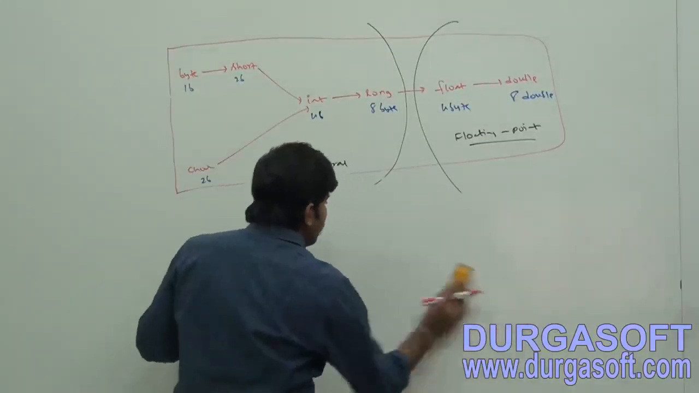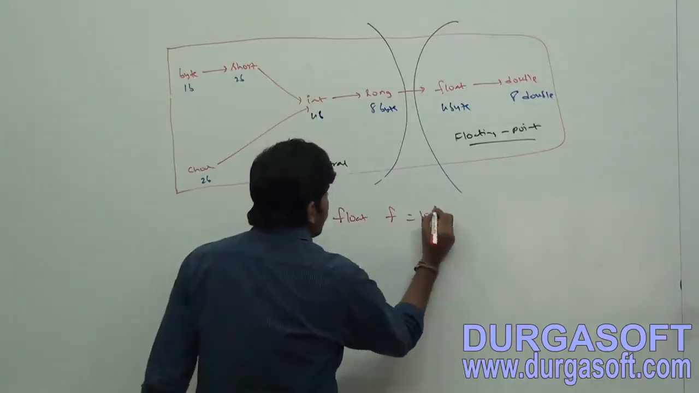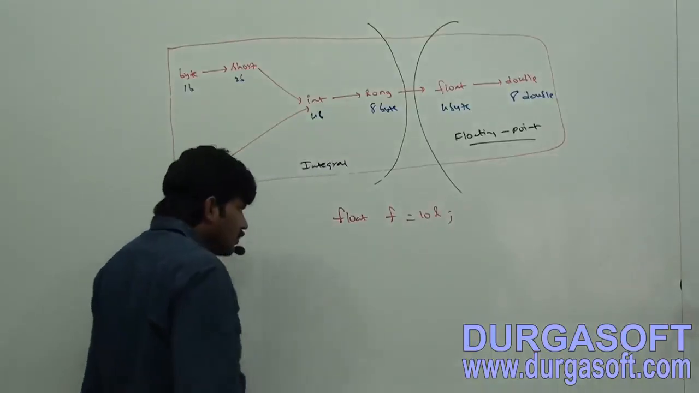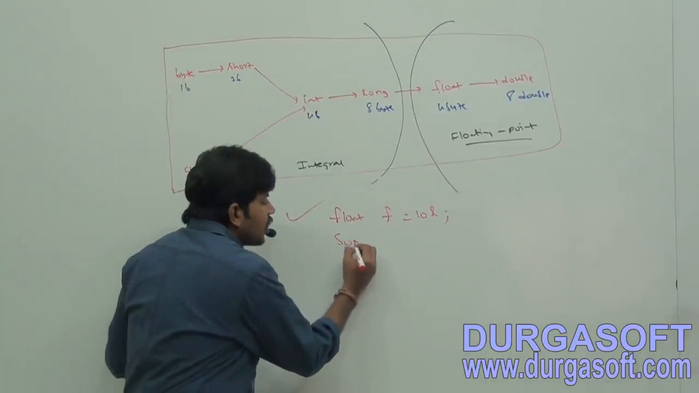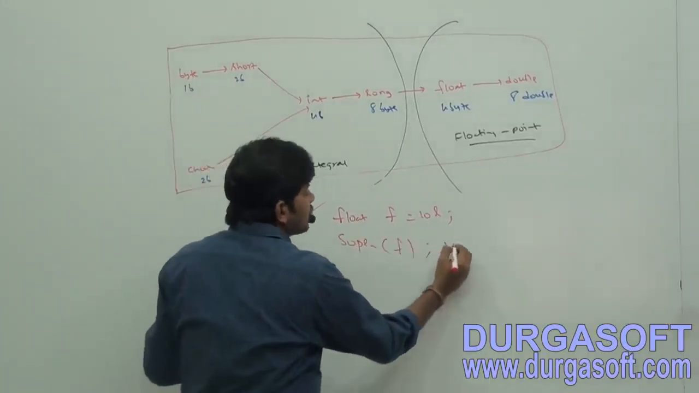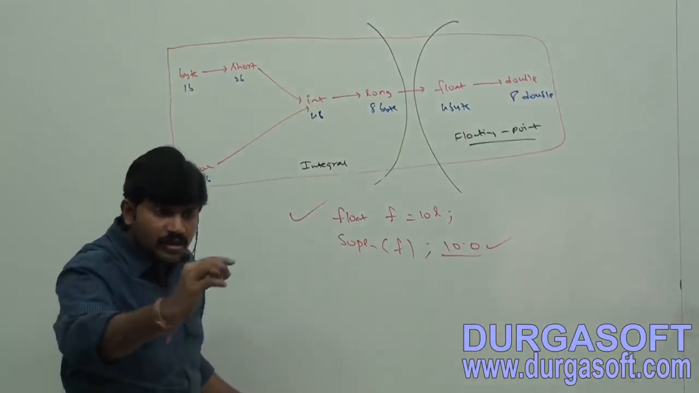Some people may feel, here say, float f is equal to 10L. Valid or not? A long value to a float variable. Valid. If you want, you can print f. What is the answer? 10.0 by default. Are you getting that? Take a note of this point.